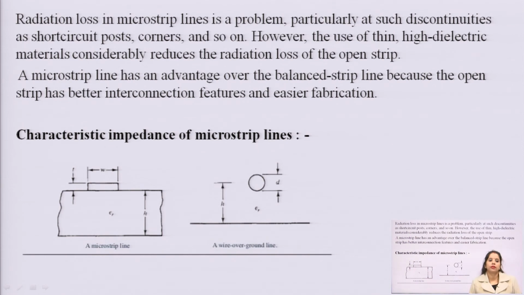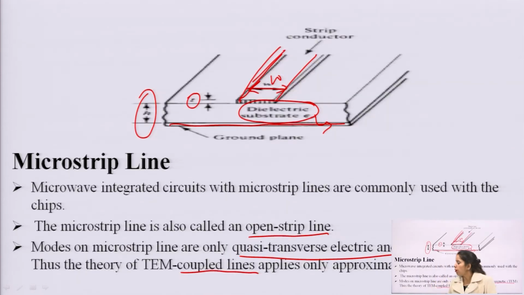Radiation loss in microstrip lines is a very big problem at discontinuities, at short circuit posts, corners and so on. However, the use of thin, high dielectric materials considerably reduces the radiation loss of the open strip. So, what we are saying is, if you want to reduce the radiation loss, then we have to reduce the size of H and we have to take a substrate having a high permittivity.